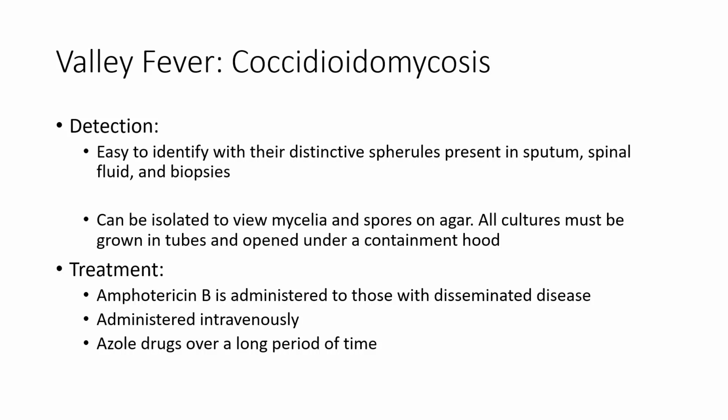And so, how do we detect this? It's super easy to detect if you see the spherules, those large sporangiums, in the sputum, which as we had said, is coughed up by the patient. You can see it in the spinal fluid, and you can see it in biopsies, which is tissue you can take from the patient. You can also isolate it to view mycelia versus yeasts, looking at it on agars in different temperature environments. However, if you do this, you have to grow them all in a tube.